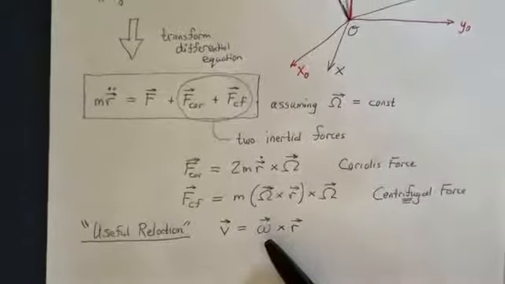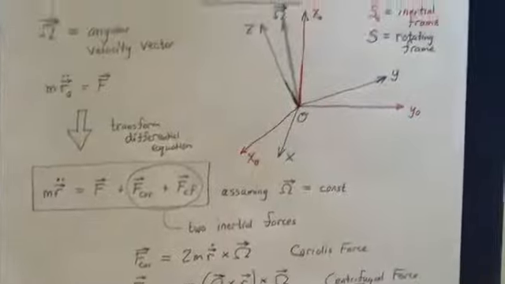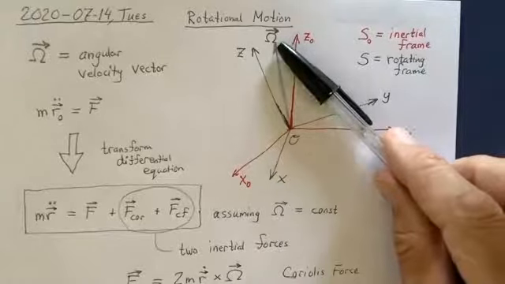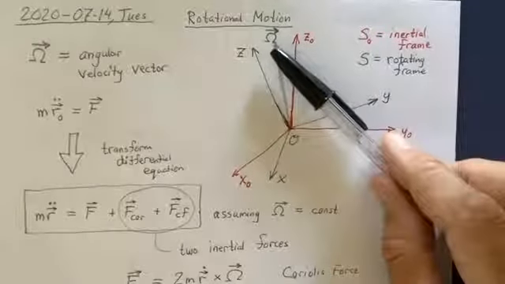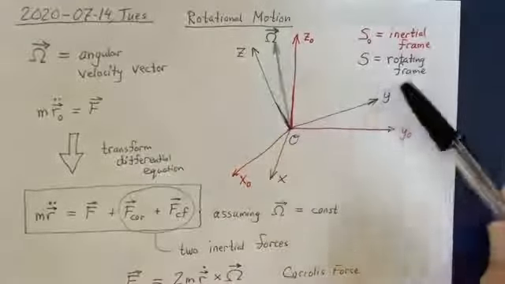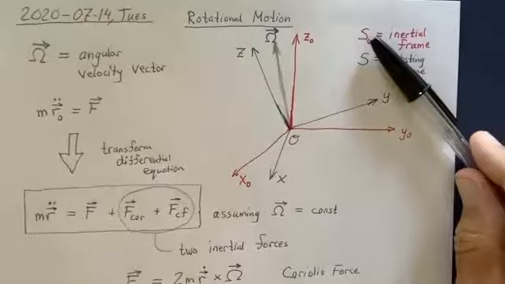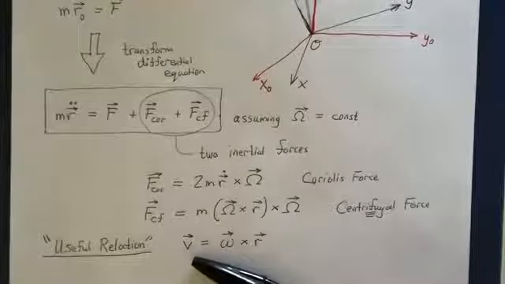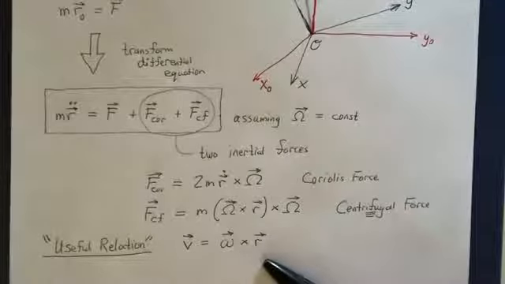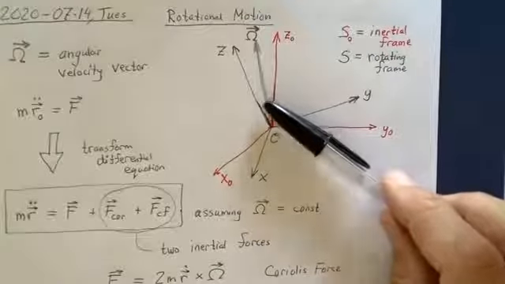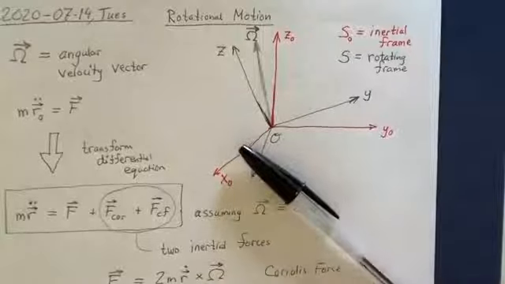So let's take a second to unite this discussion with our earlier discussion. We're using the capital omega, right? There's a capital Greek omega there to describe the rate of rotation, the relative rotational motion of the S frame relative to the S naught frame. And so we'll talk about how this useful relation V equals omega cross R relates to this discussion here with the capital omega, right?